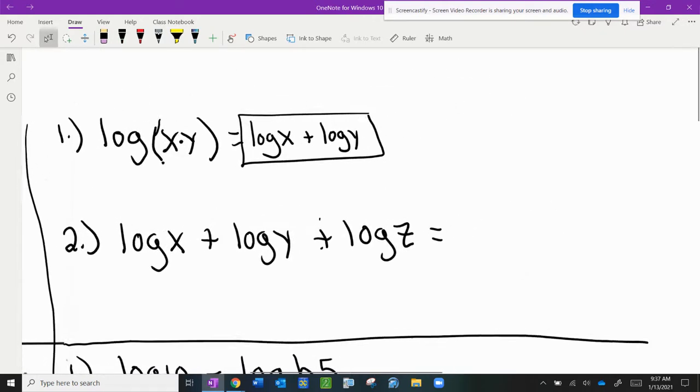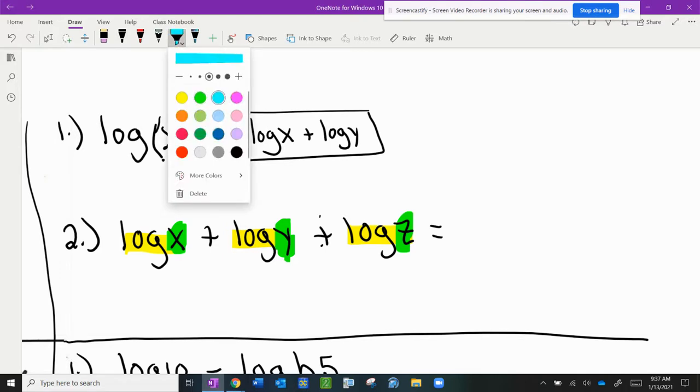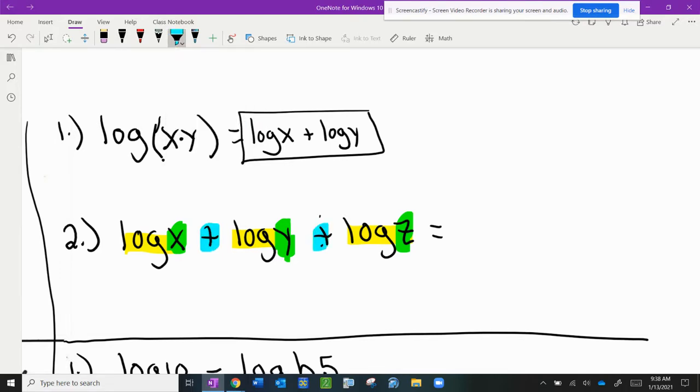We can also do what we call condense. So notice I have three separate logs here. They're all the same base 10. And notice I have three different inputs. It wouldn't matter if they were the same, but I have three different X, Y, and Z. And notice that the sign in between them is adding. So they're adding means I can condense this through multiplication. So I can write one log instead of three, and I can say X times Y times Z. So these properties go both ways.